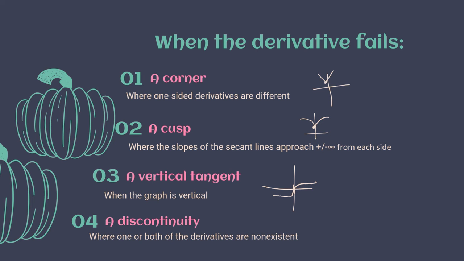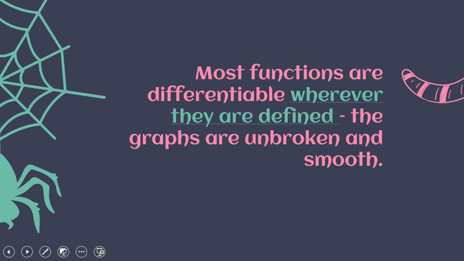And then the fourth is a discontinuity, which kind of just makes sense. If there's no derivative, then there's no derivative. It's non-existent at a discontinuity. So like a jump discontinuity, there would be no derivative there because the limits from each side would be different. Okay, so those are our four instances. The easiest way to tell these is from a graph. So graphing is really super helpful.